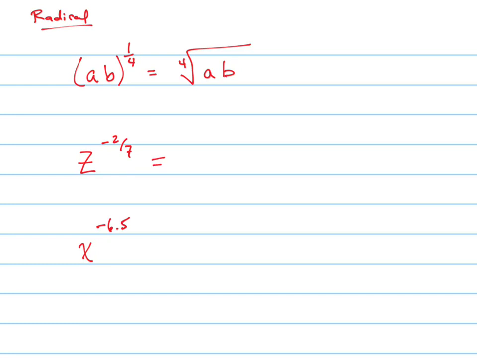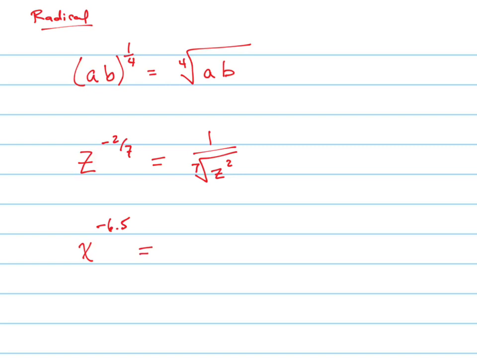For this one, the negative power means it's 1 over the positive power, right? And then it's the 7th root of z squared. So it would be 1 over the 7th root of z squared.